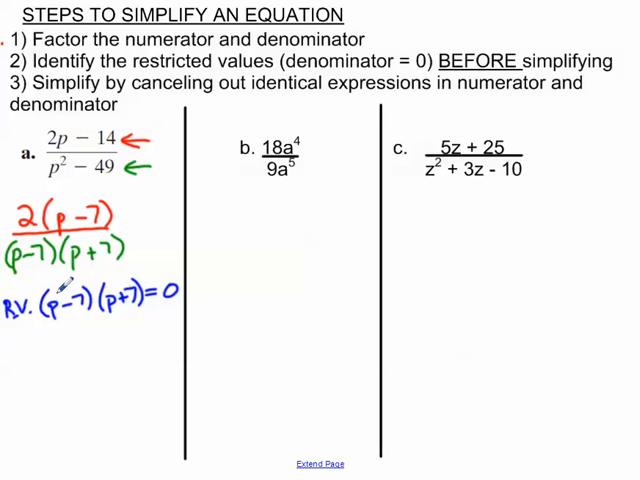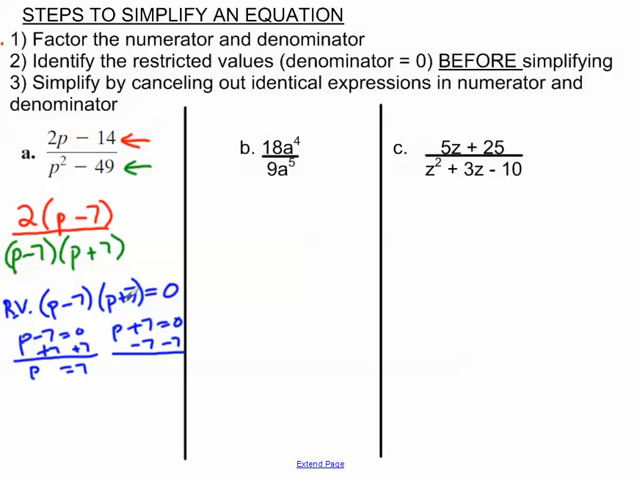If we find the values for p that make this equation a true statement, then we've got our restricted values. So either p minus 7 equals 0 or p plus 7 equals 0, and then we have a problem. And if we have a problem, then we've got a restricted value. So let's solve the mini equations. I've got p equals 7, or subtract 7 on the right side as well.